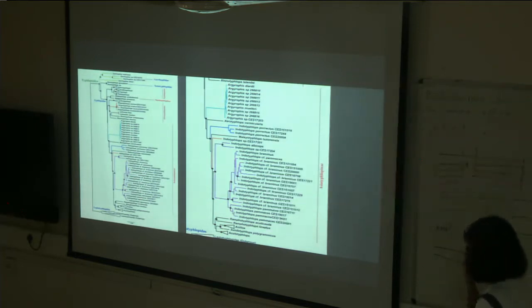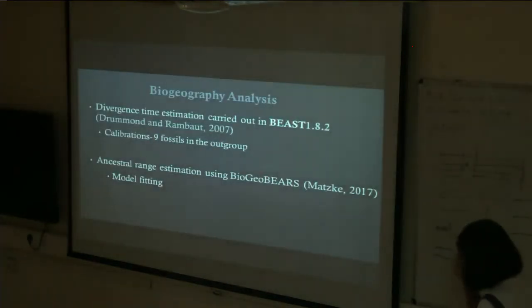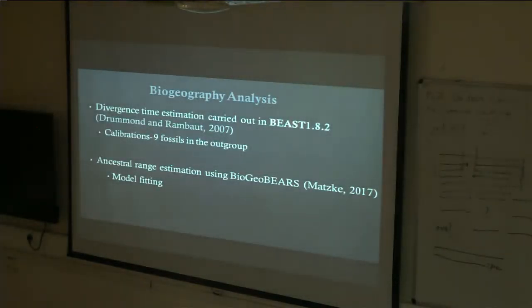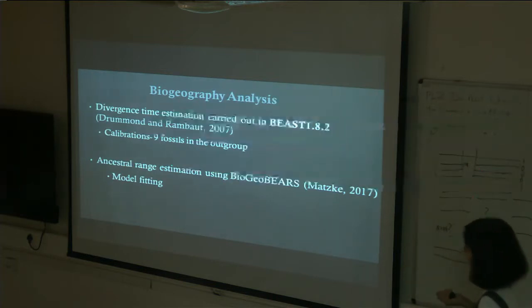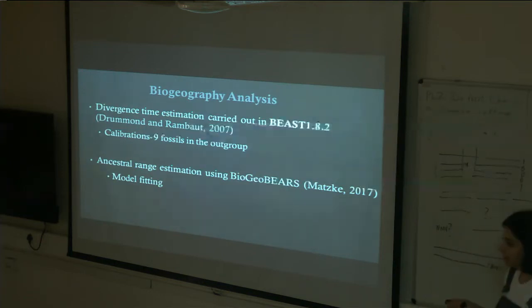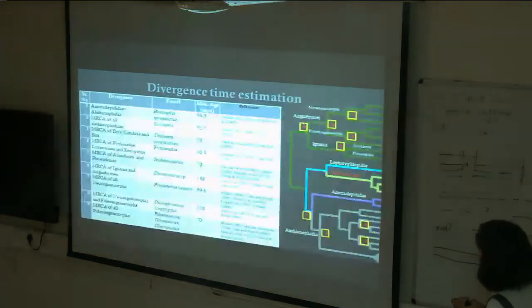So then we decided to move on to the biogeography analysis. And like Praveen mentioned, you need to have a time tree to understand the divergence times of these groups to understand their biogeography. So I carried out divergence time estimation in BEAST, and I used 9 fossils to calibrate the tree. And we did ancestral range estimation using BioGeoBEARS. Using BioGeoBEARS, I carried out something called model fitting, which I'll explain in the subsequent slides.